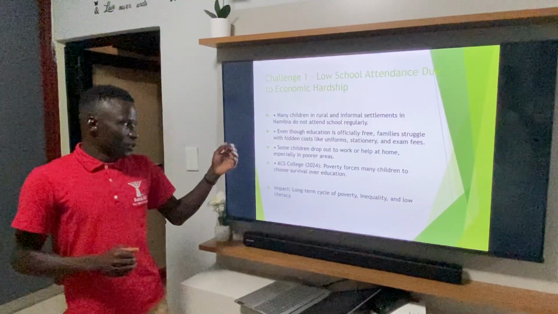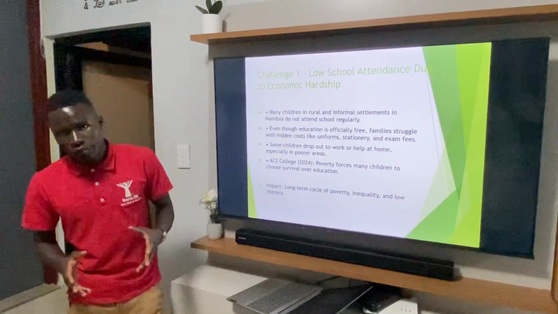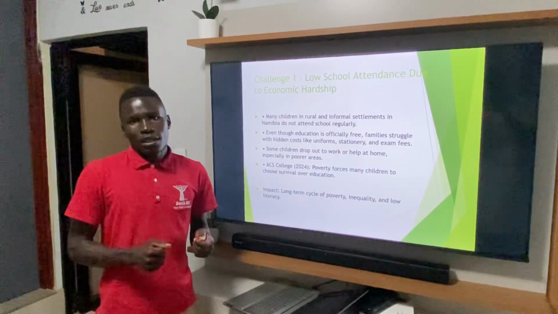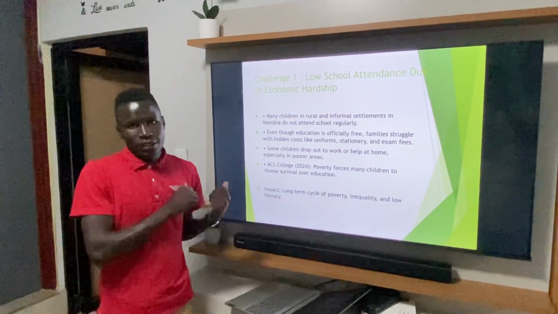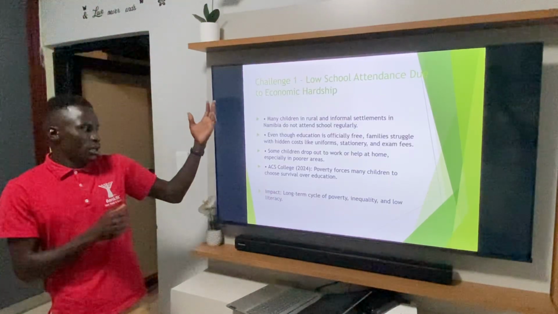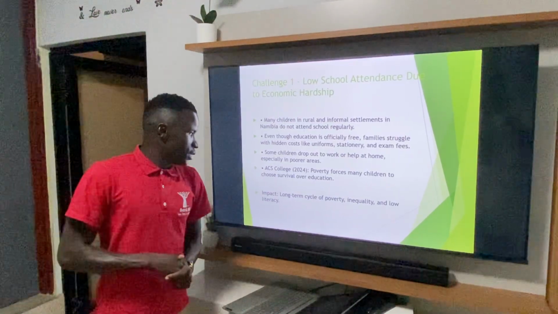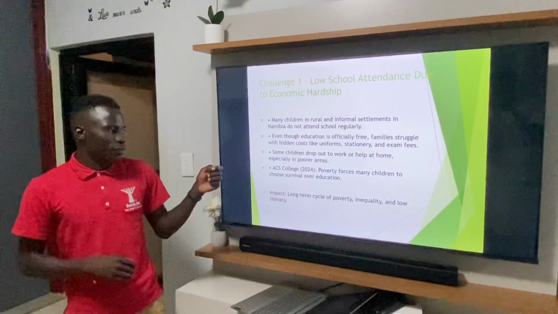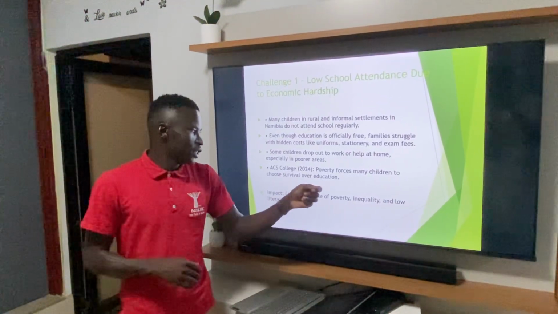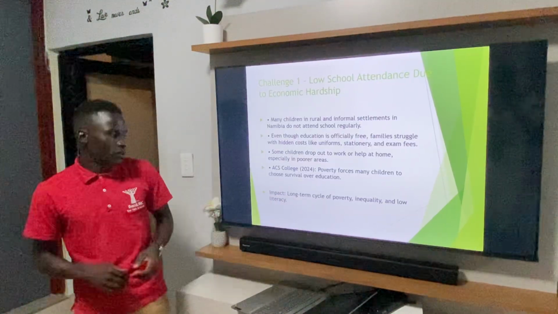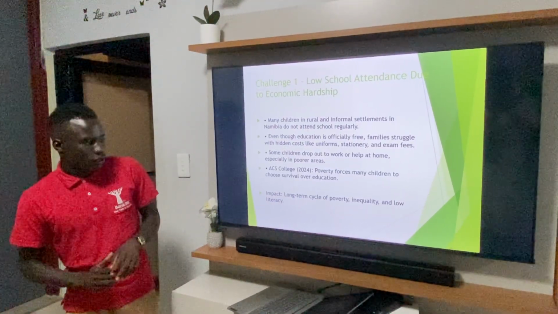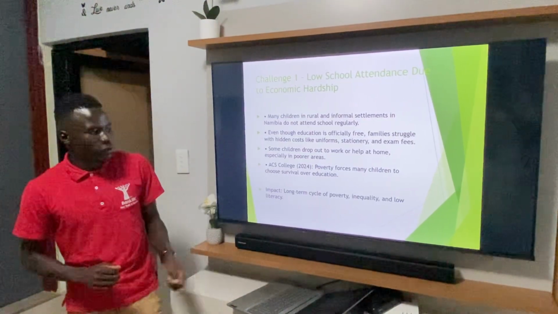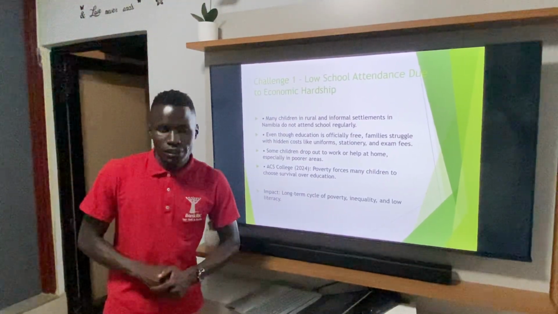Also, some children drop out of school to help their parents at home because of the situations that are already affecting their parents. According to ACS College 2024, studies have found that poverty forces many children to choose survival over education. This will cause a long-term cycle of poverty, inequality, and low literacy rate in the country.